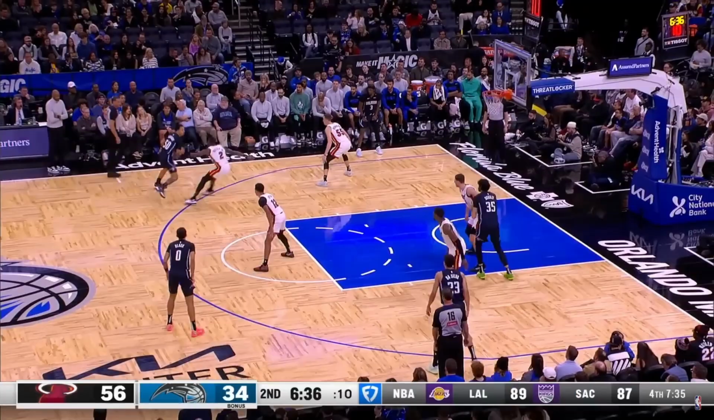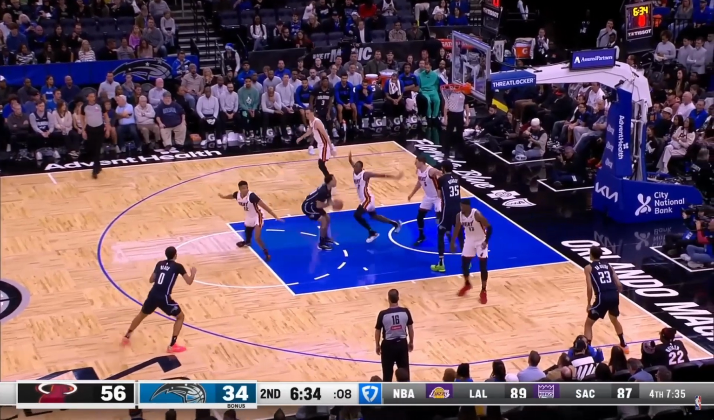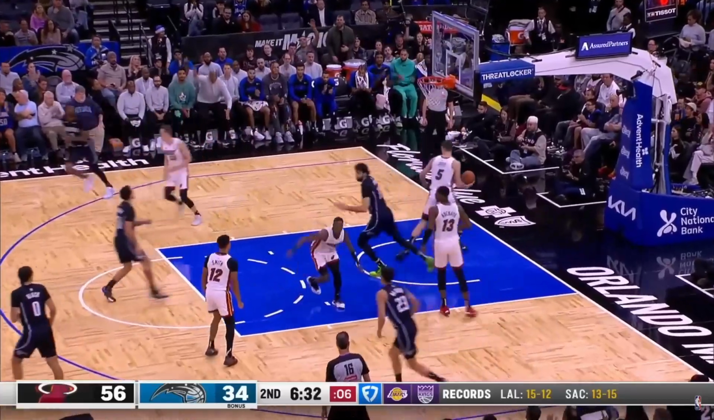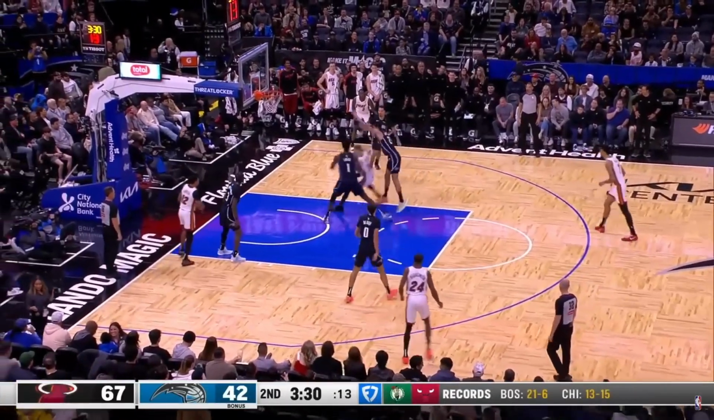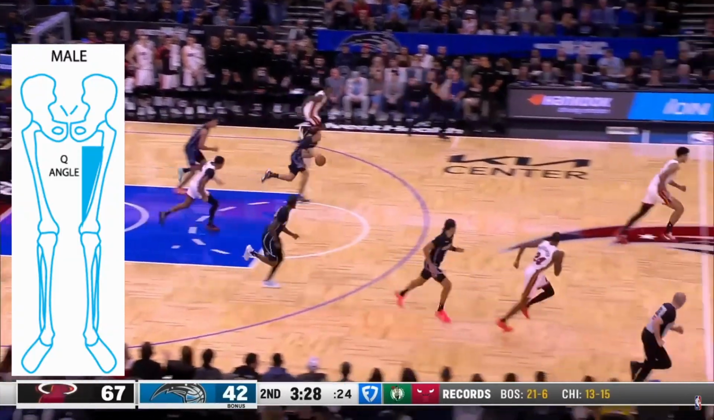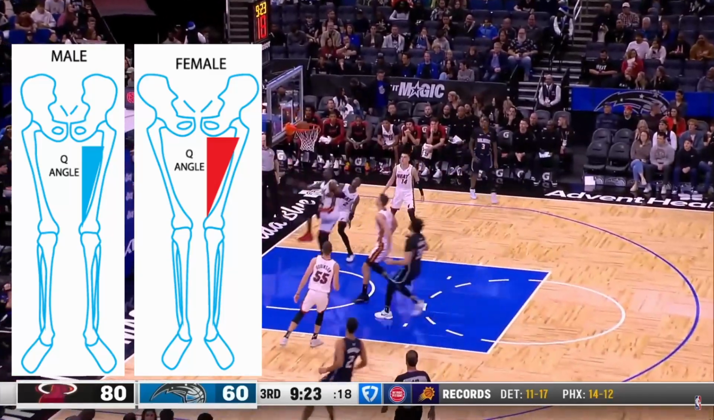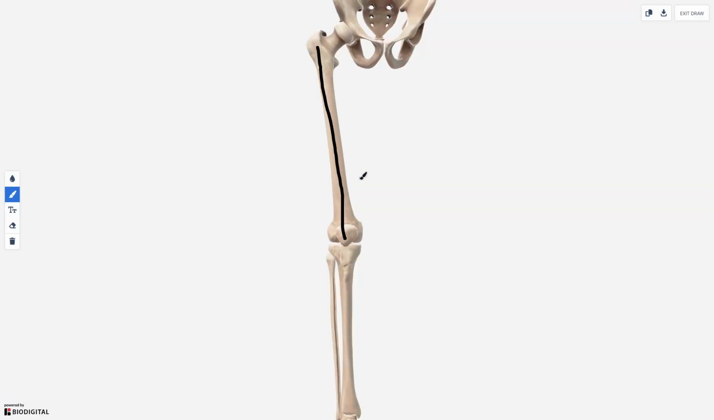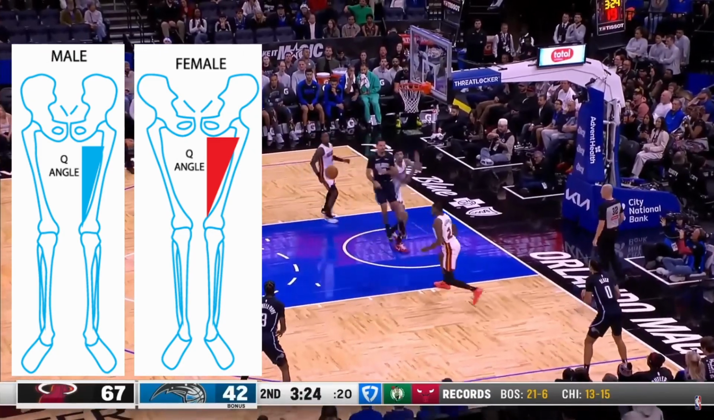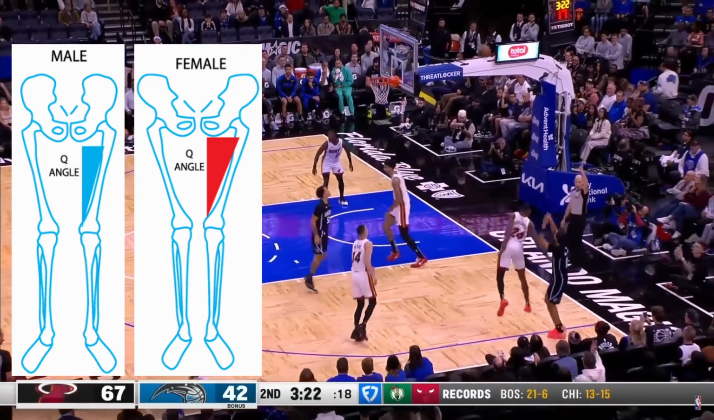Now typically what we see is non-contact ACLs happen more often in females versus males. This is mainly because of the biomechanical difference in the Q angle. If you compare males to females, females tend to have a higher Q angle. Now your Q angle is just the angle that forms when you draw a straight line through your femur and a straight line through your hip joint. You can imagine how having a greater Q angle is going to predispose your knee to that buckling position.